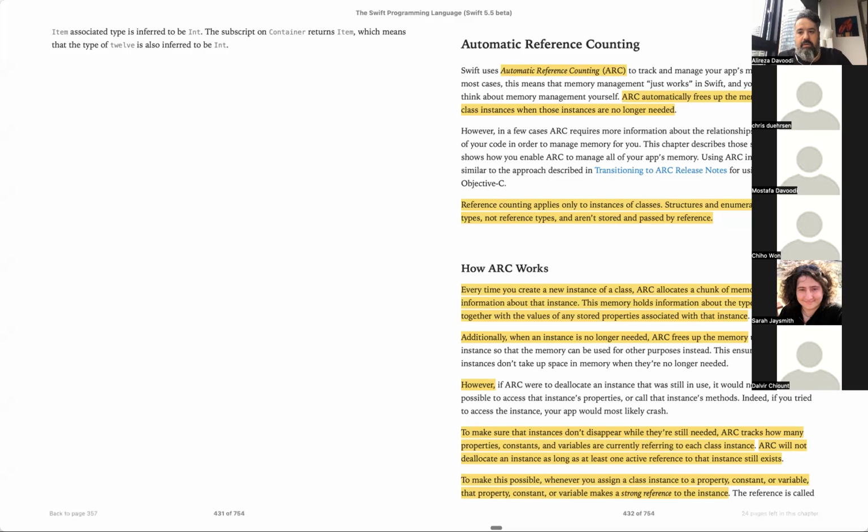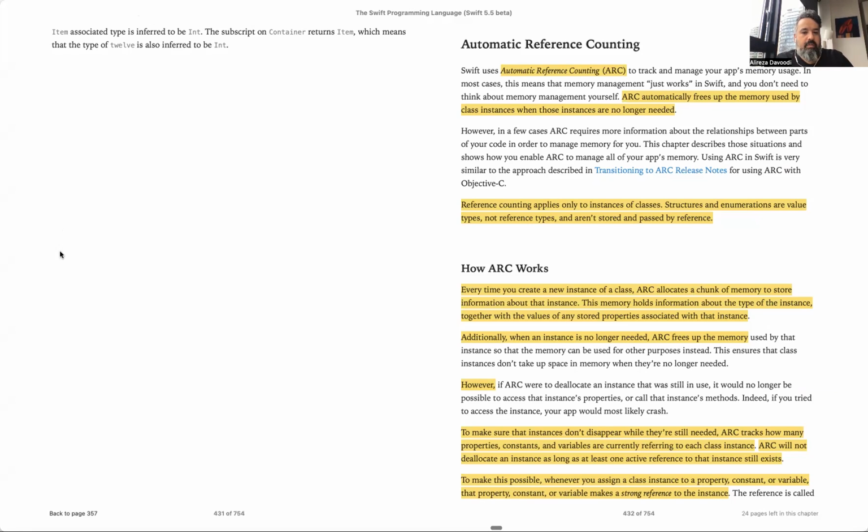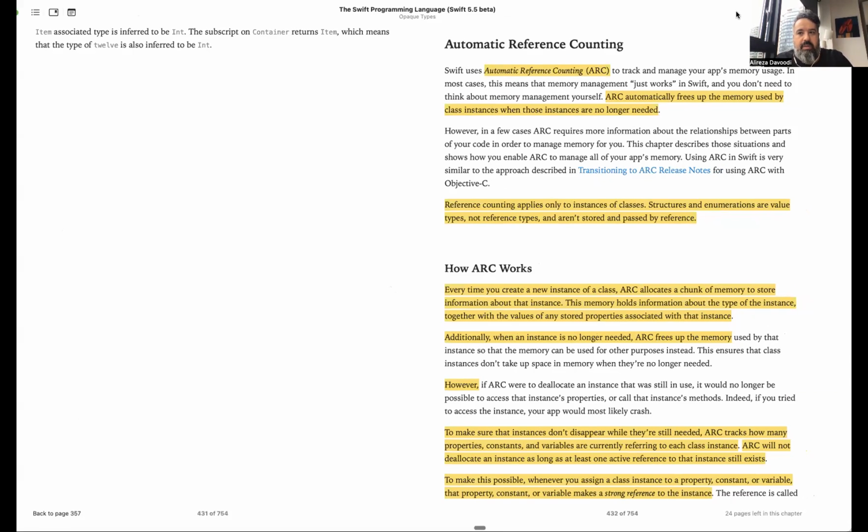Excellent. Let's move this one, just put it here somewhere so it doesn't block the page. Okay, so everybody hear me, right?